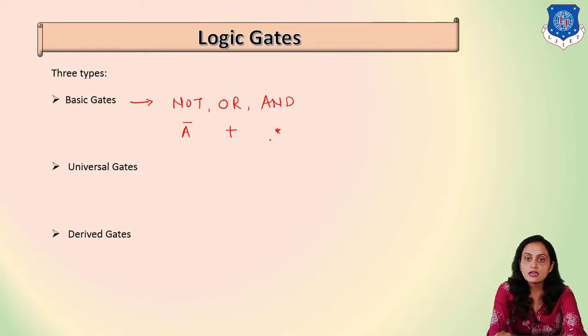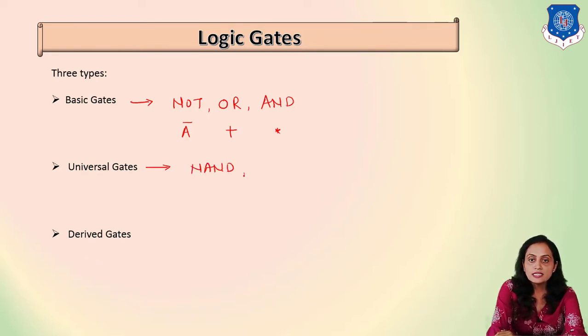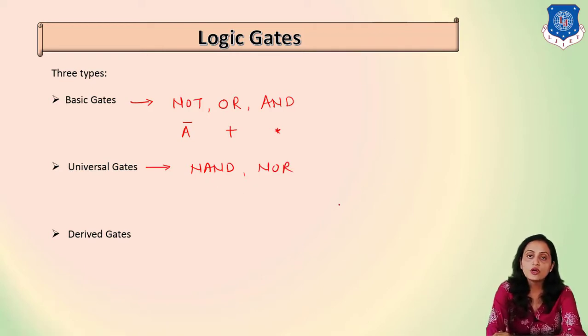So this is giving the addition, this is giving the product. Now universal gate. Which are the universal gates? That is NAND and NOR are the universal gates. We will see the truth table of all these logic gates in detail in the next slide.